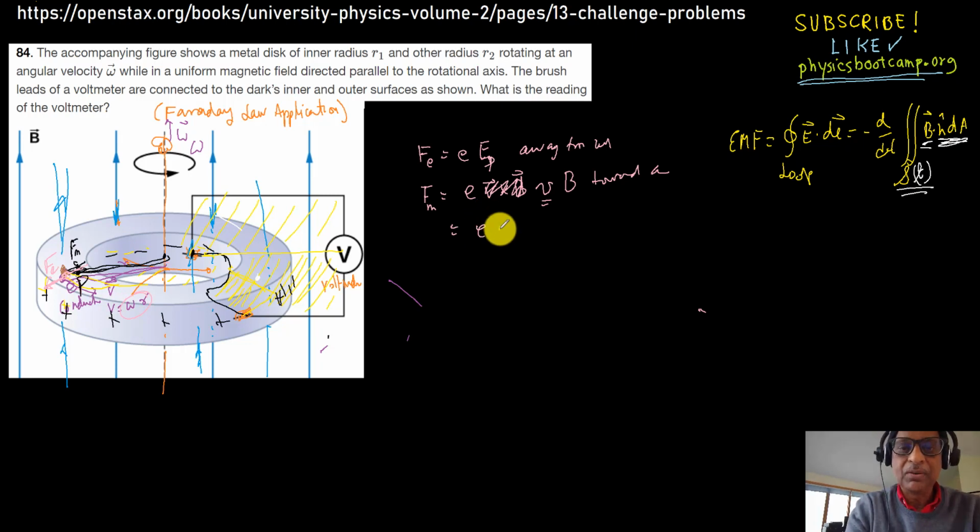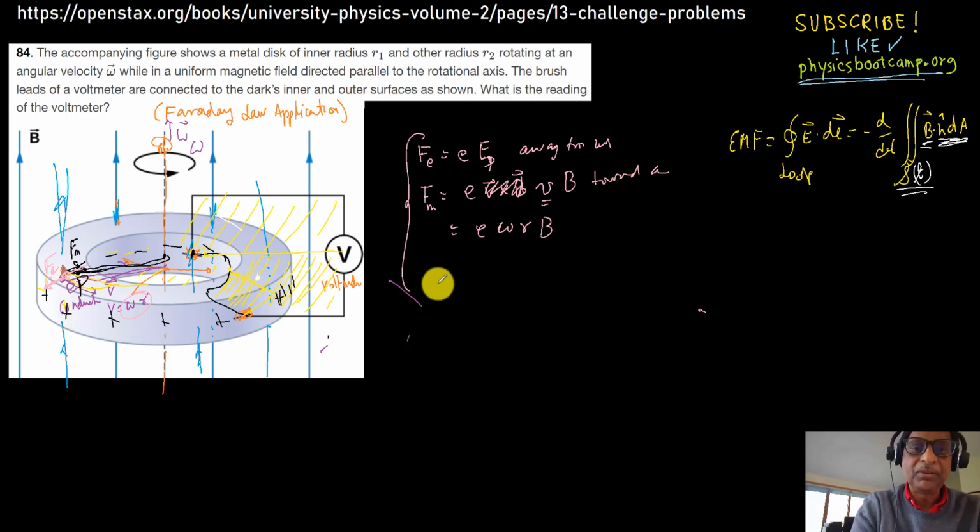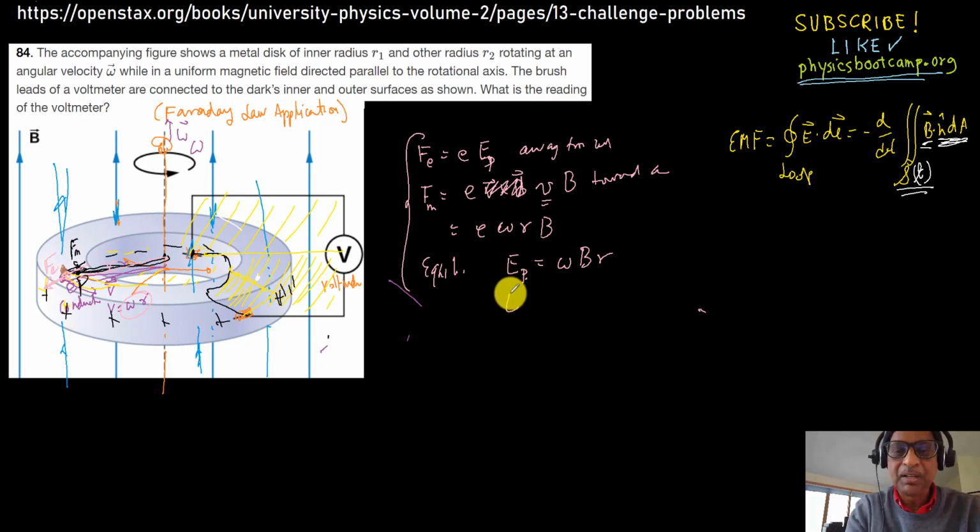So E is omega RB, and in equilibrium they will be equal in magnitude, opposite in direction, they will cancel each other. So E at P will turn out to be omega times B times R, and P is a point at a distance R away. So it depends on where the charge is, right? So I'm going to write E as a function of R is omega BR.